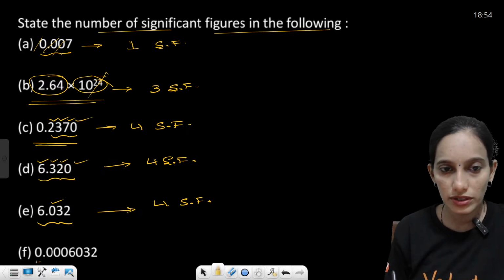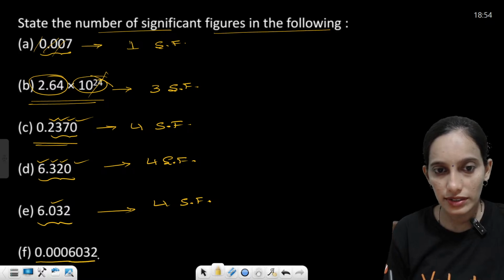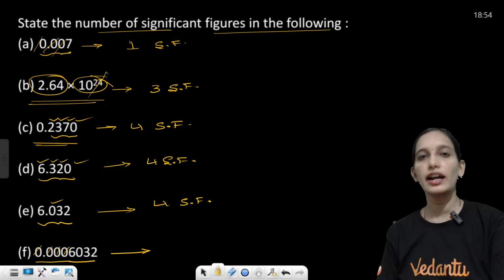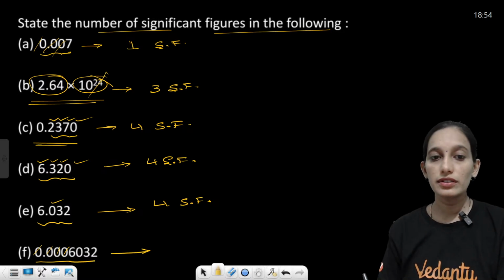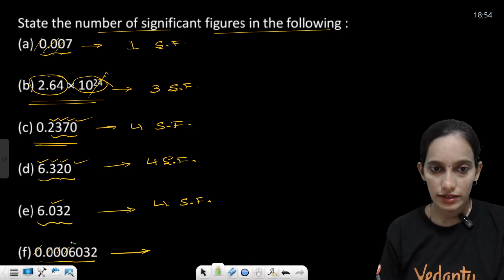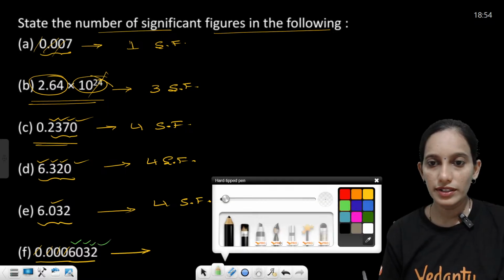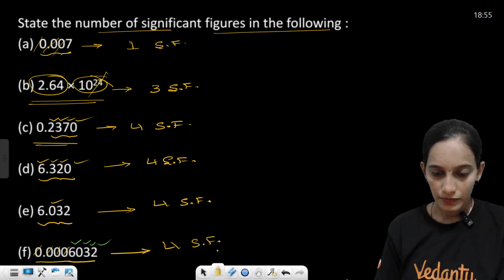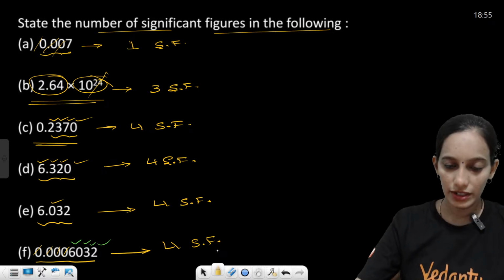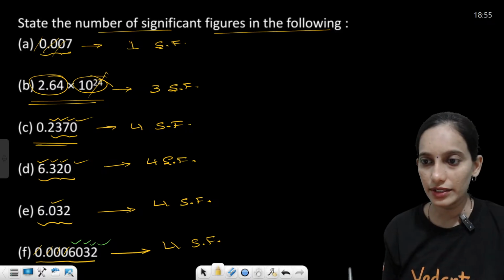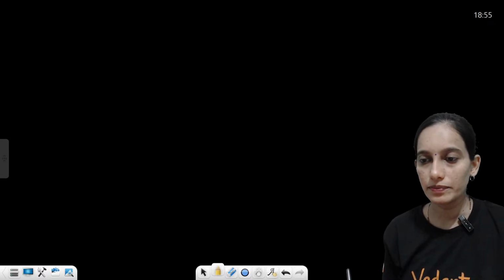Then we have one more number, 0.0006032. Again, these zeros just after the decimal and before the first non-zero digit are not significant. Only 6032 are significant, and hence we can say 4 significant figures. A is 1. Very good. Happy that you are following. Hope it is clear till here. We can go ahead to the next concept.